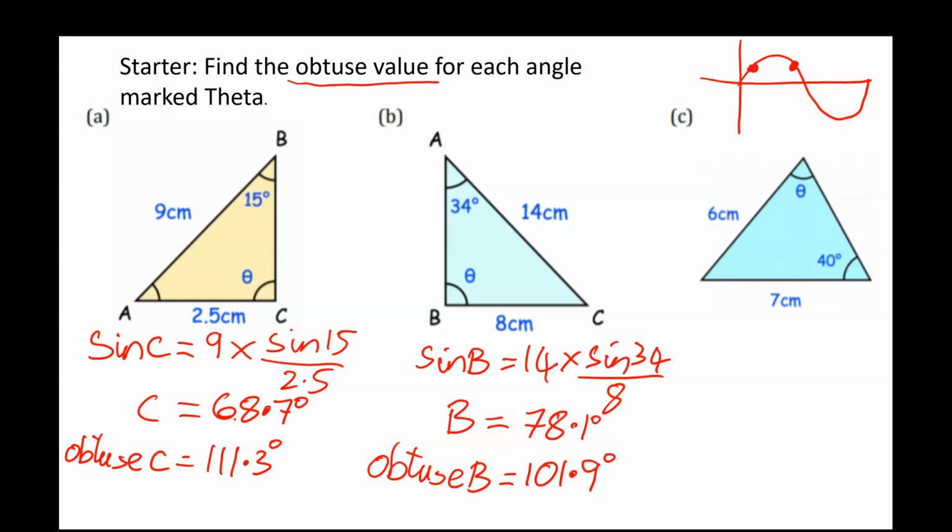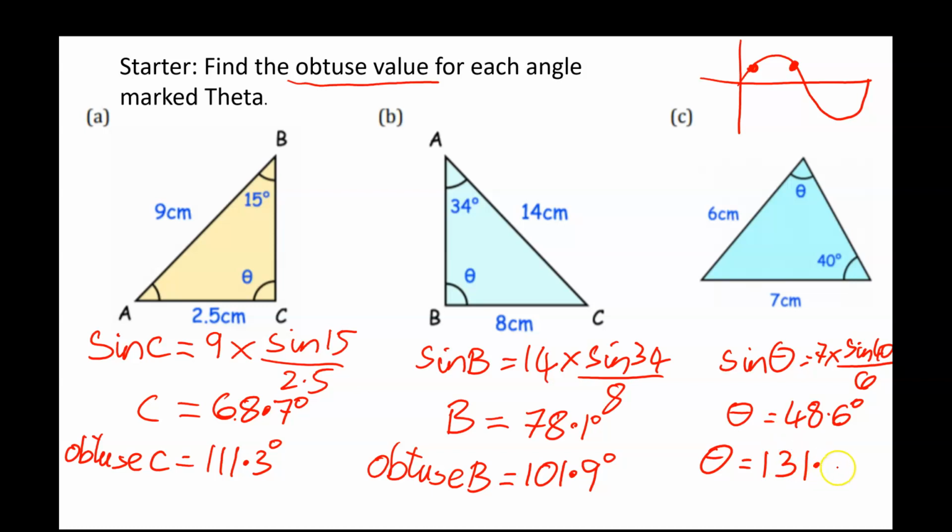101.9 degrees, and then same with this one, sine of theta is equal to 7 times sine 40 over 6 gives us 48.6 degrees, but again not obtuse, so we need 180 take away that, which gives us 131.4, which actually would make the other angle very, very small, about 9 degrees, but it would still work. You could still draw the triangle two different ways.